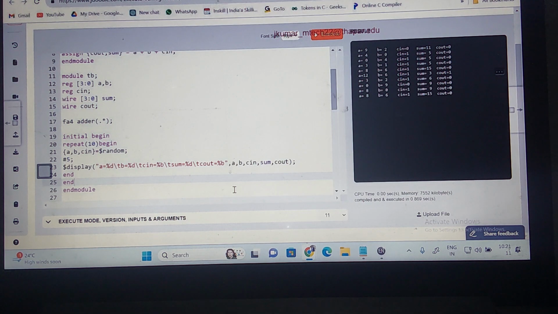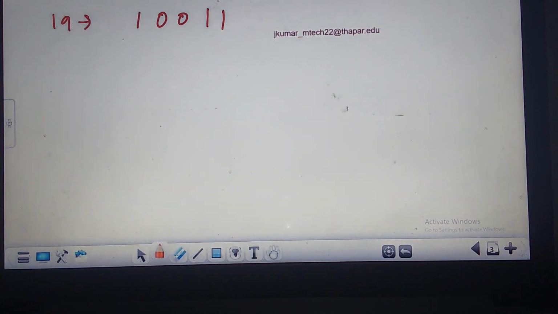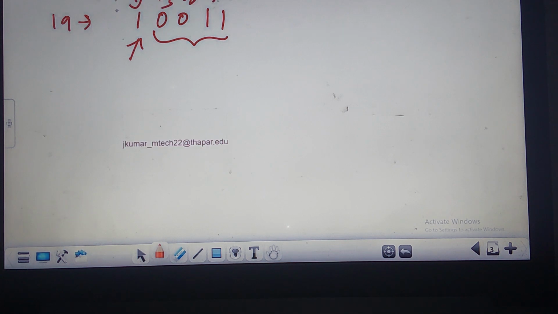19 in binary is nothing but 1, 0, 0, 1, 1. So your sum will take how many bits? 4 bits. And this is your C out. This is your S0, S1, S2, S3, and this is nothing but C out. This is 19.